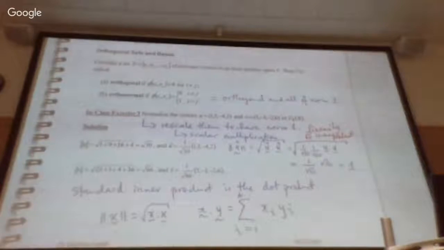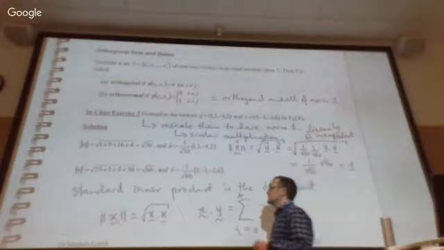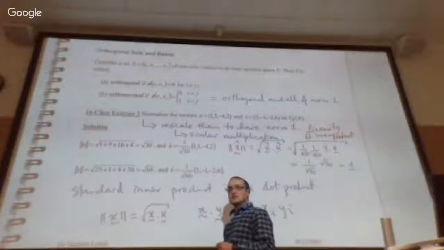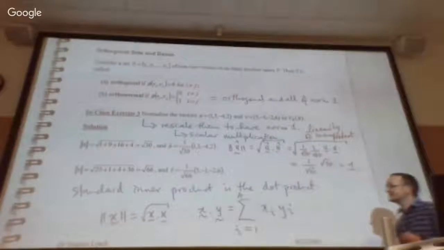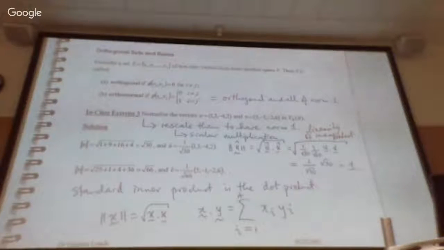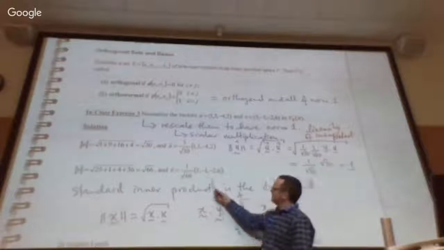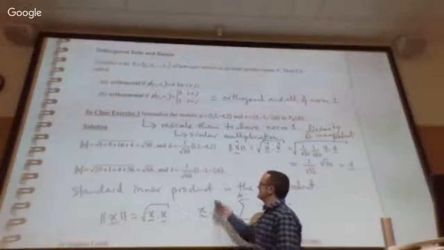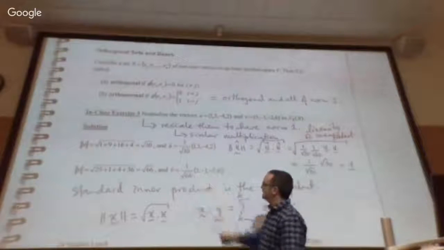Exactly the same thing is done for the vector b. Same operation, just with different numbers. Root 66. It's a bit of a joke, isn't it? Root 66, rather playing on the music. Anyway, root 66, and that doesn't simplify either. So you're rescaling the vector b by 1 over root 66.